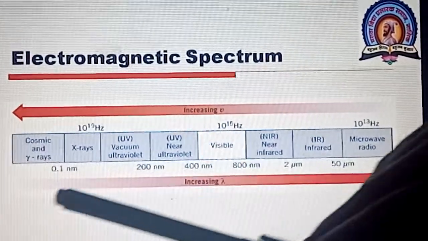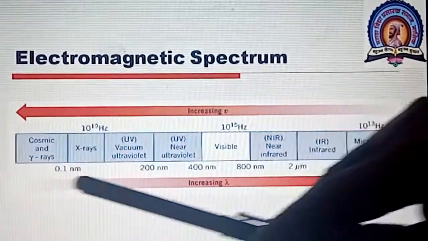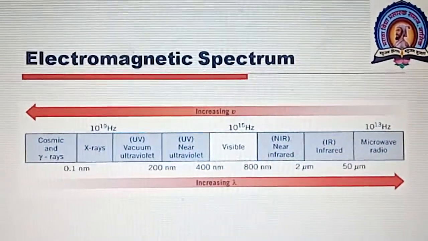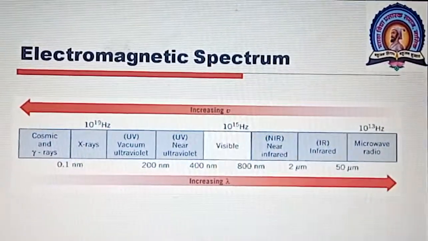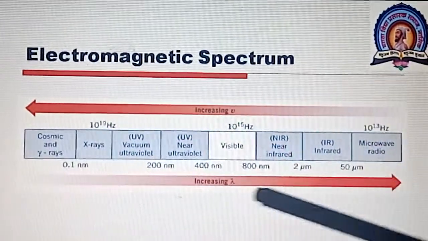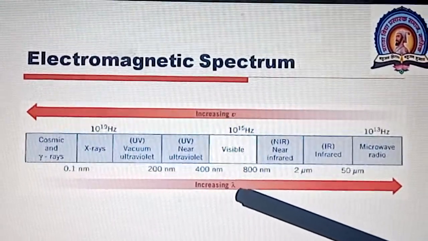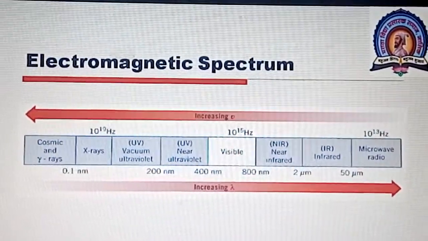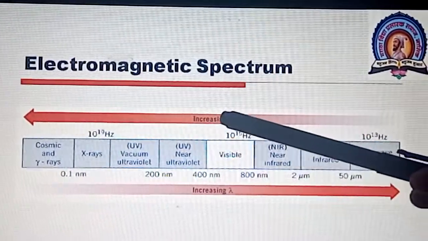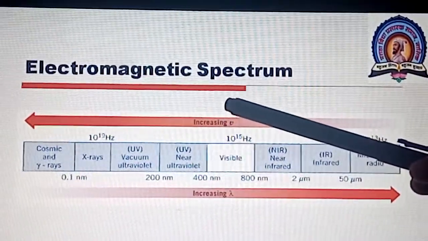Okay, and as we move from left hand side to right hand side, the wavelength goes on increasing from left hand side to right hand side. Lambda value goes on increasing, and energy and frequency goes on what? Decreasing.